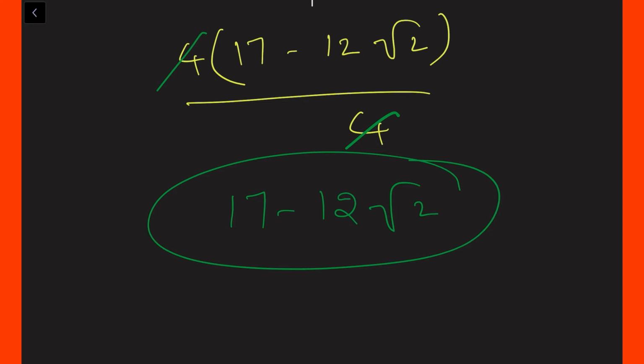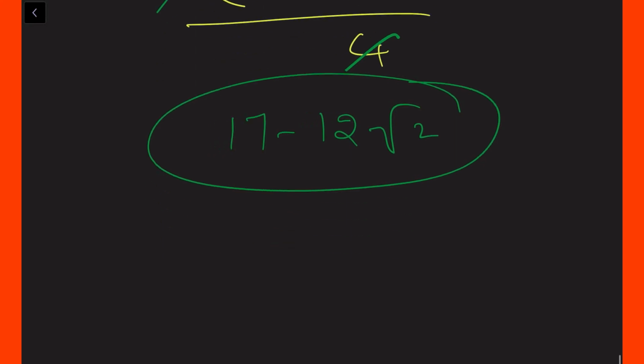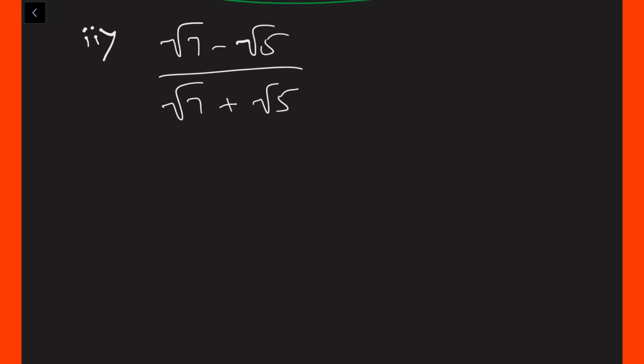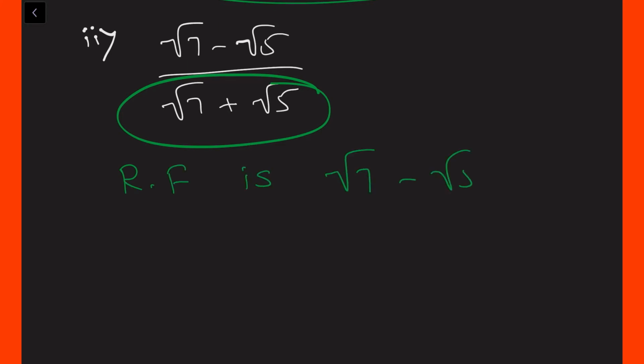Next, let us move to sixth bit second question. This second question is root 7 minus root 5 divided by root 7 plus root 5. Here again in the denominator we have root 7 plus root 5, so the rationalizing factor is root 7 minus root 5. Now the given question we need to multiply and divide by root 7 minus root 5.